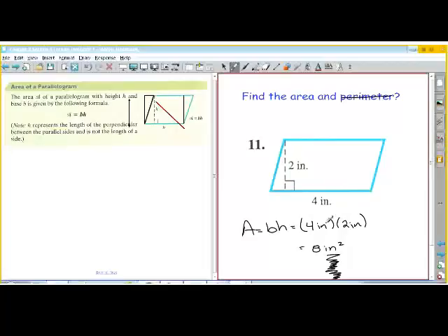Okay. Most people get this right because they can multiply 2 times 4. They just forget to keep the units correct, not only consistent units, but the appropriate exponent.